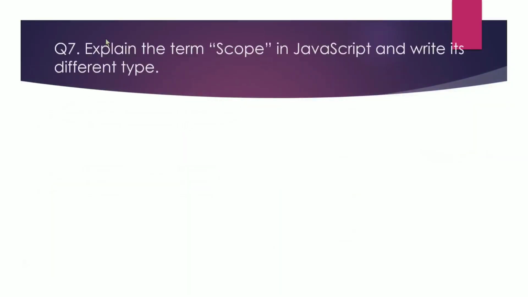The next question that we have is: explain the term scope in JavaScript and write its different types. You might have used let, const, var in your JavaScript, right? But why are they used differently and how do they differ? This is a question that could also be asked, so you should know the answer of it. Now let's see what the answer of this question is.